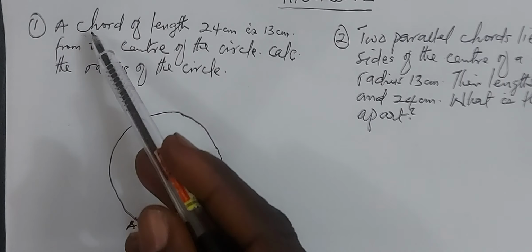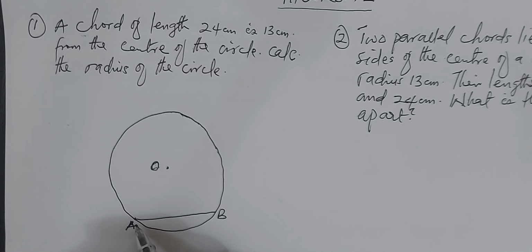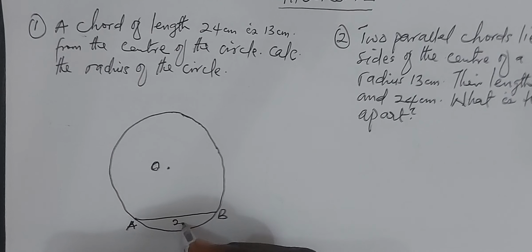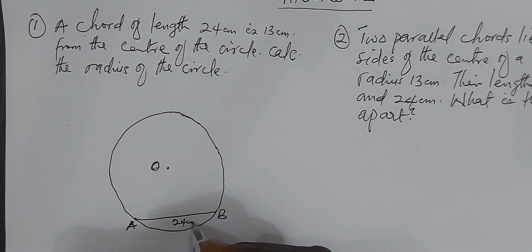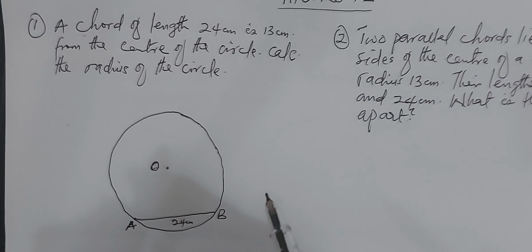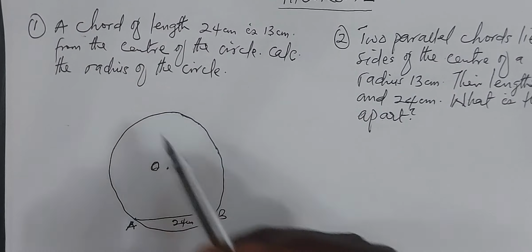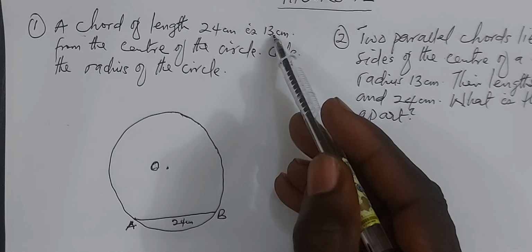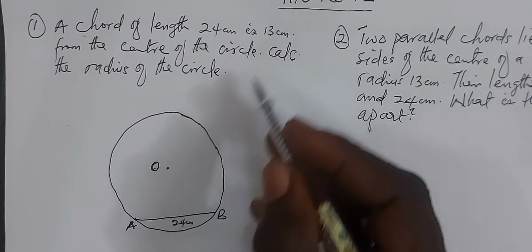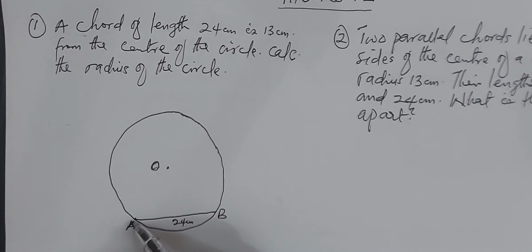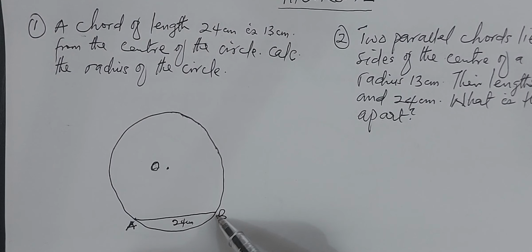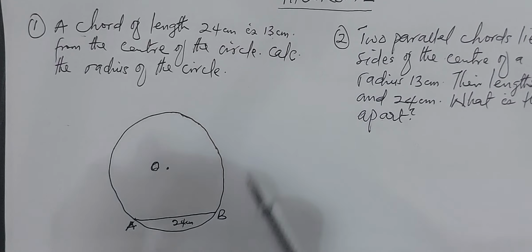Let's follow the question. The chord of length 24: AB is what? 24 centimeters. It is 13 centimeters from the center. That means the distance from the center is what? 13 centimeters from the center. A chord AB, let's put it this way, of length 24 is 13 centimeters from the center.